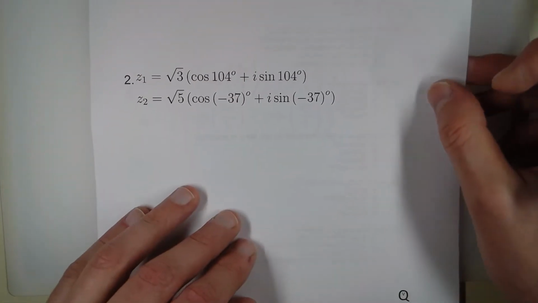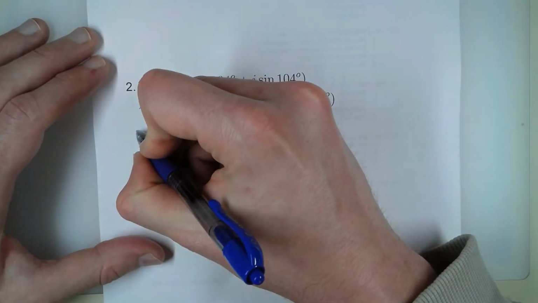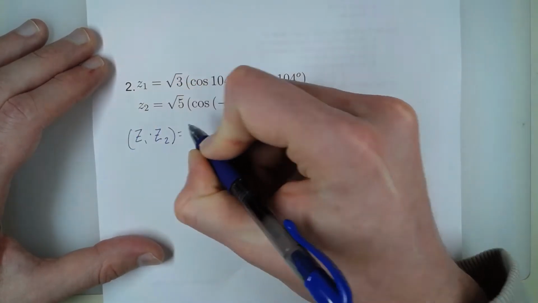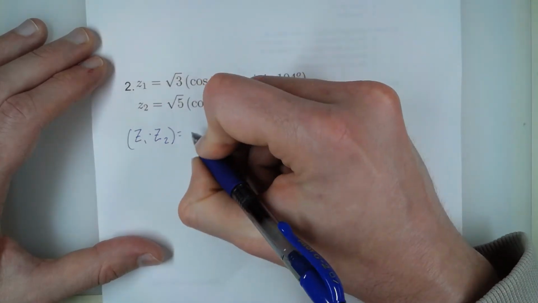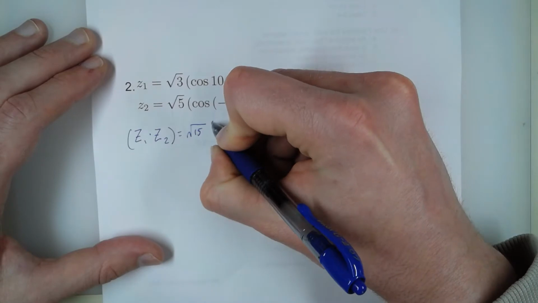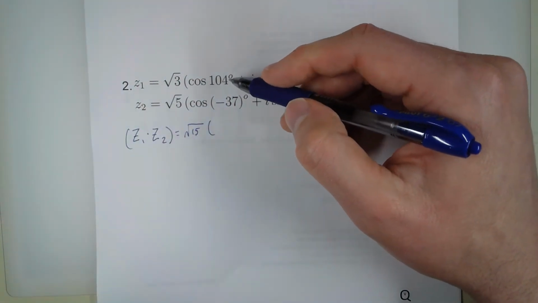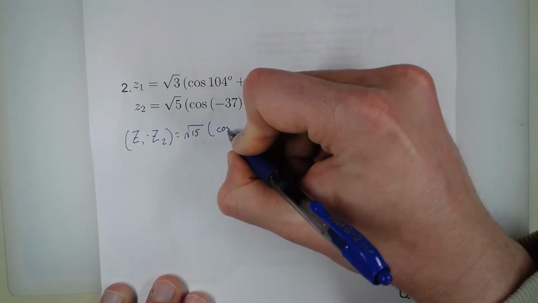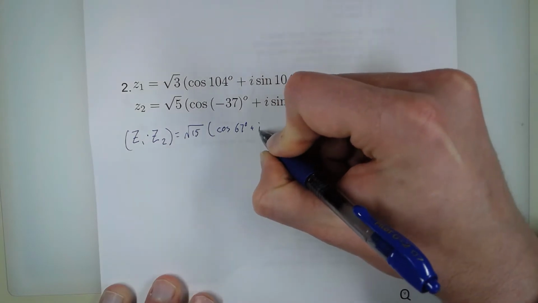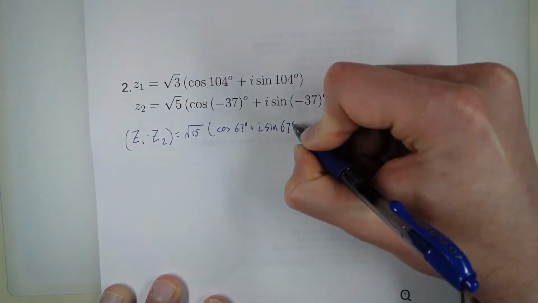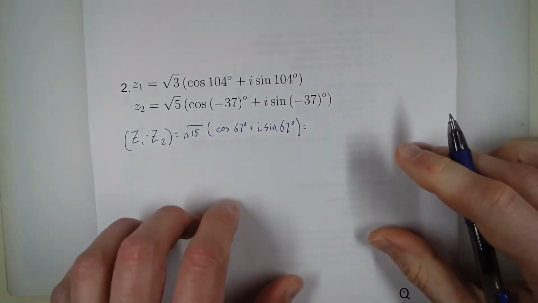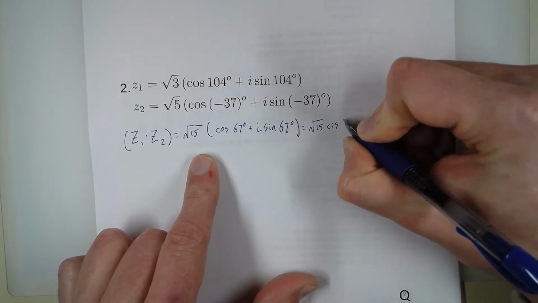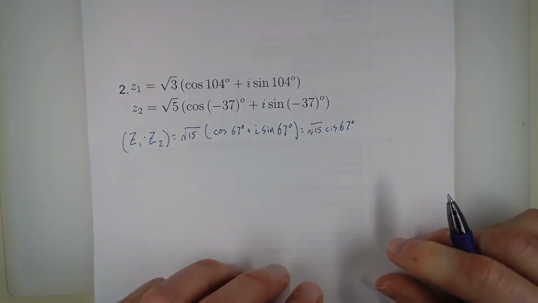Okay. For the next one, here are our two magnitudes, square root of 3 and square root of 5. So when I multiply them, I can multiply them together because they're both under the same radical. So that's square root of 15. And then I have 104 and negative 37 degrees. So when I add them, I get cosine of 67 degrees plus i sine of 67 degrees. And if I want to, I can write it in the shorthand, square root of 15 CIS 67 degrees.